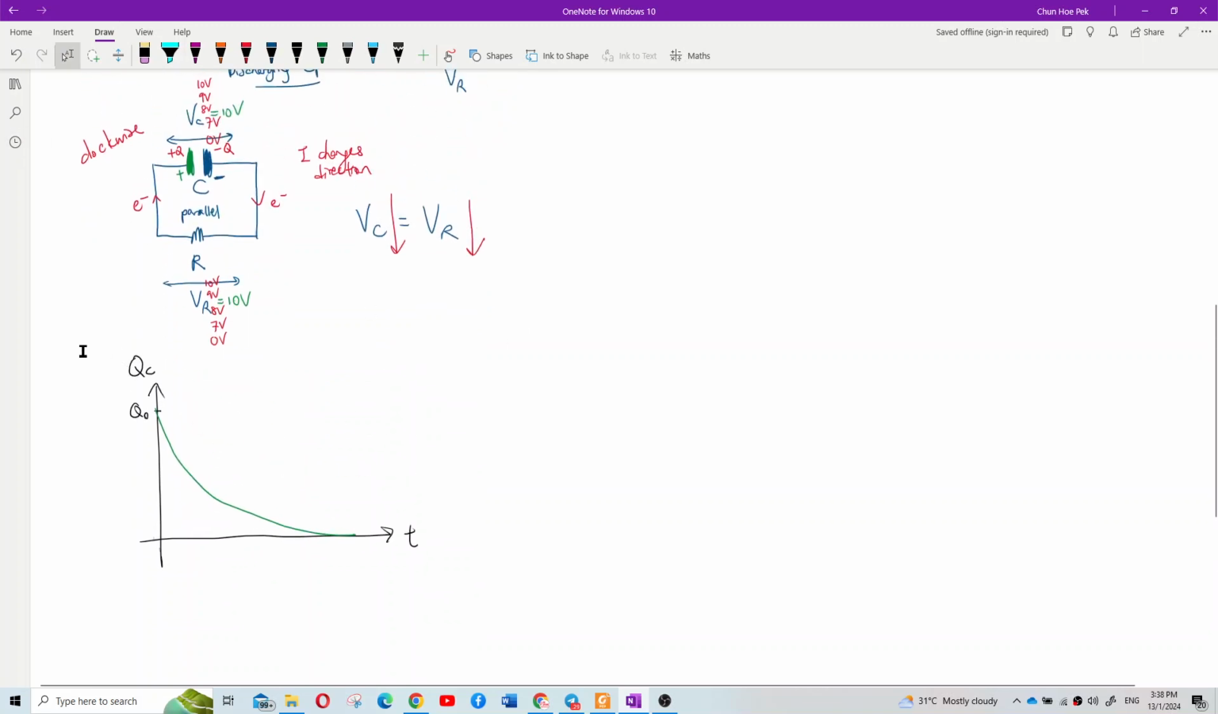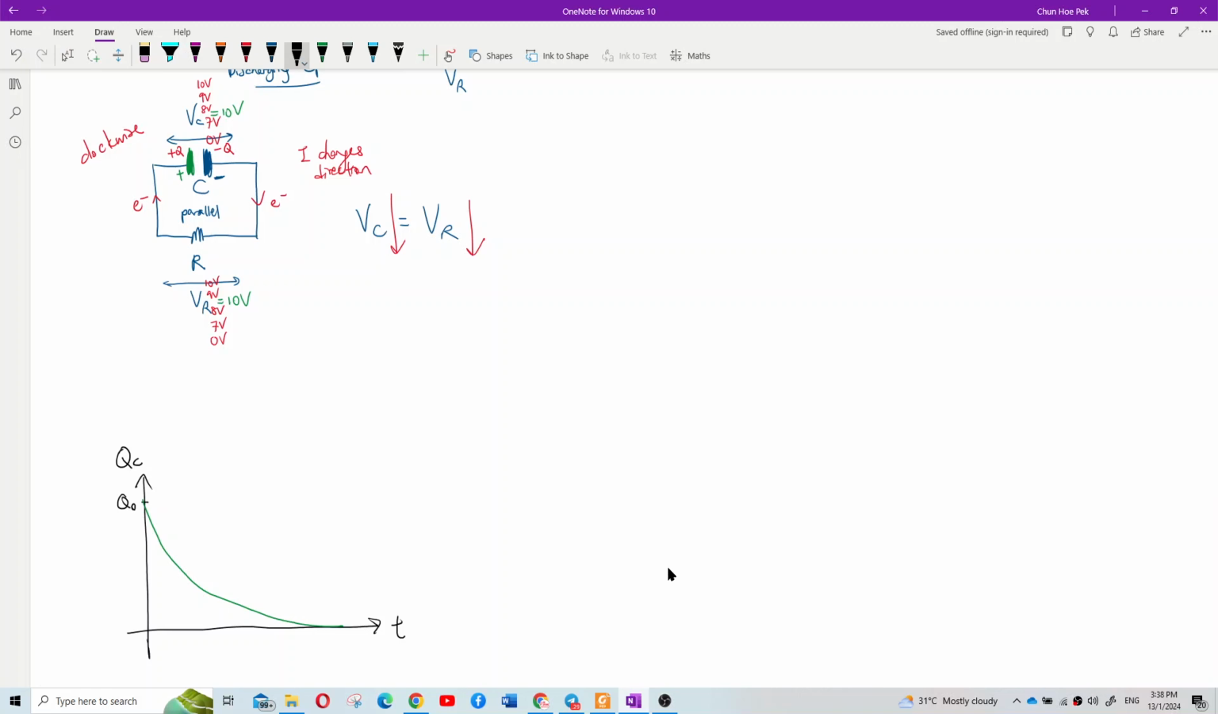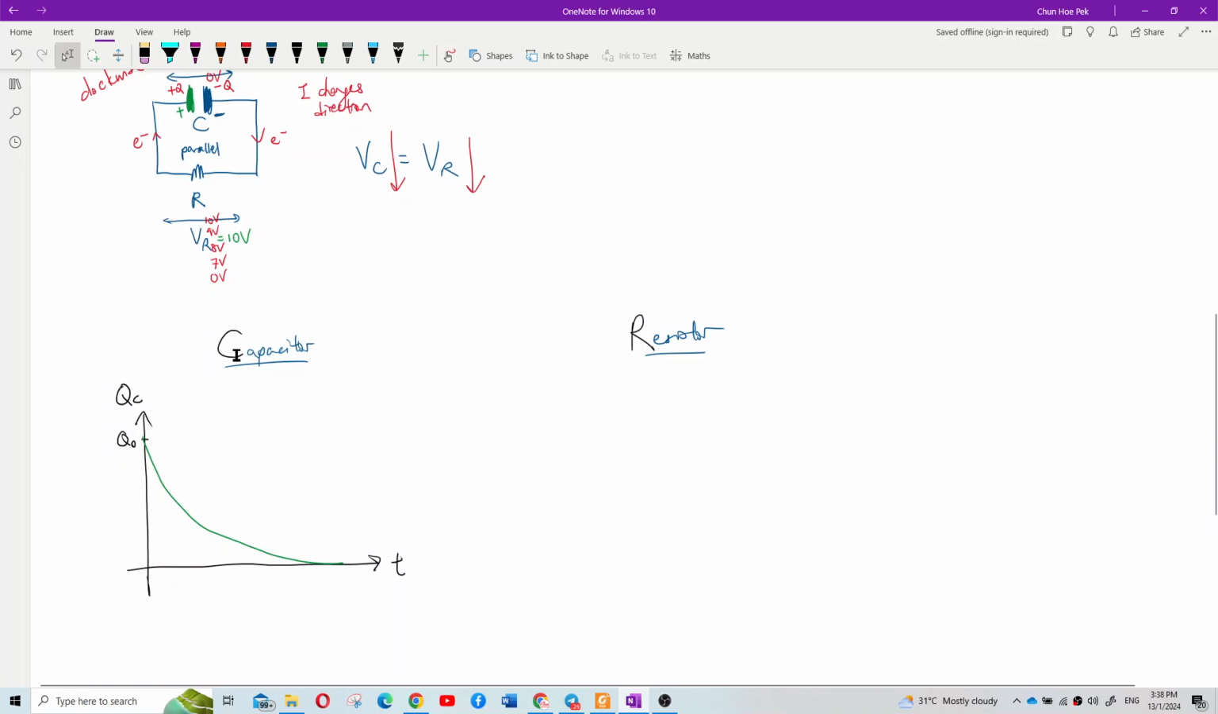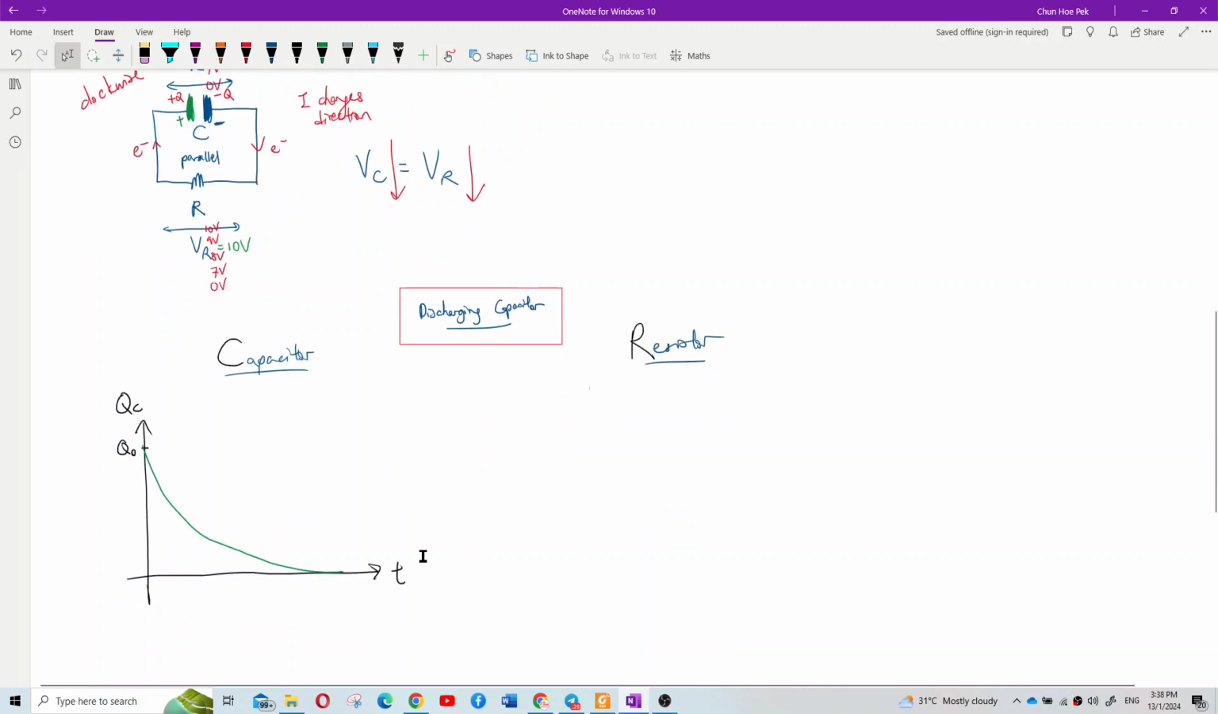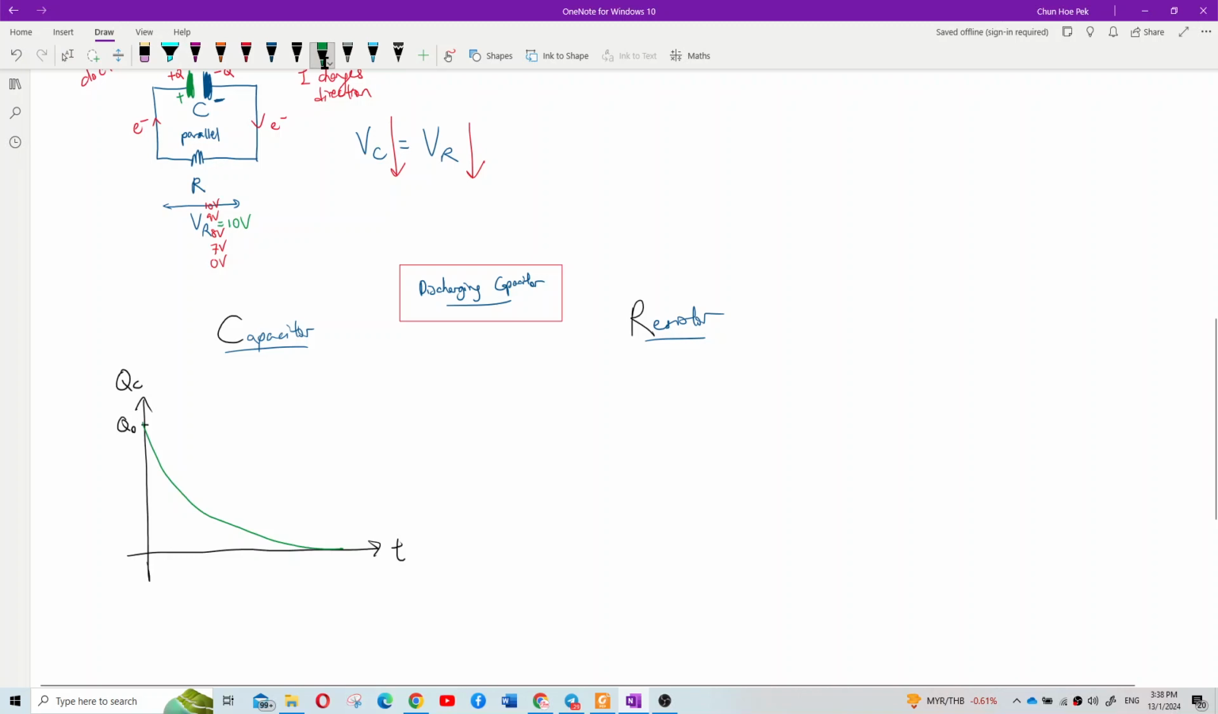Okay, I need to draw the charge for a moment. Okay, I should write: this is the capacitor, and this is the resistor. The resistor has no charge. The capacitor has charge, but because it is a discharging process, discharging capacitor, the charge keeps decreasing, class. It gradually becomes empty until it is empty.